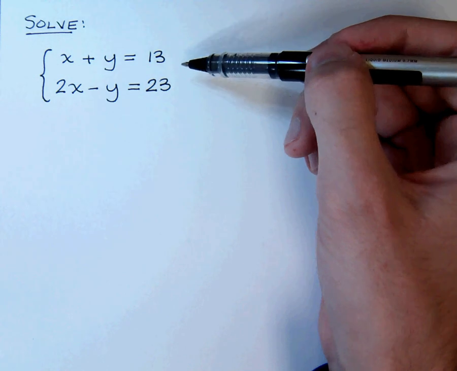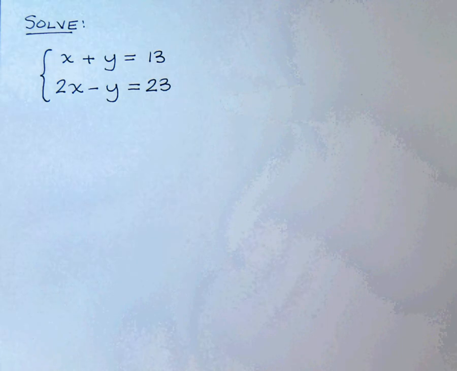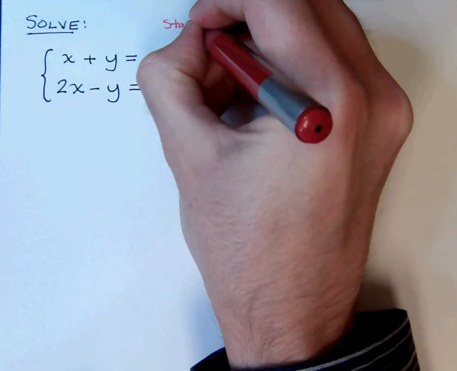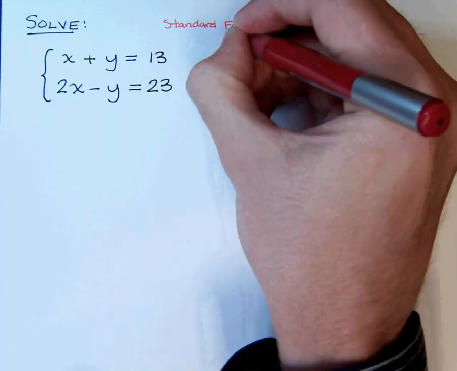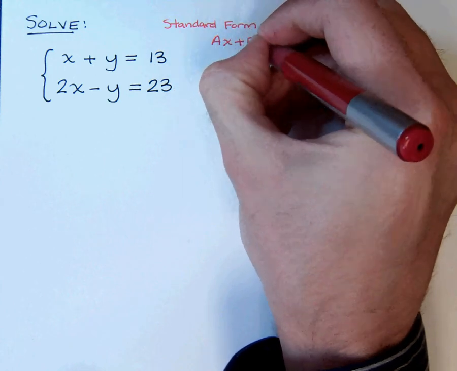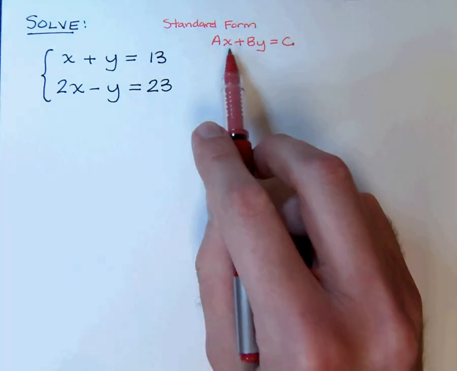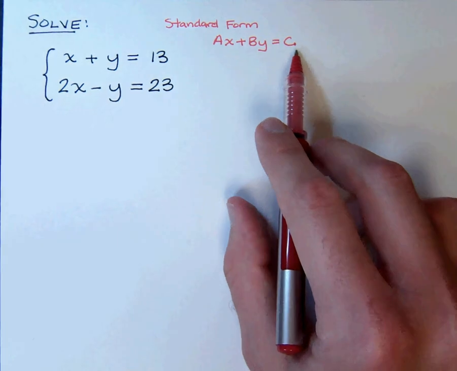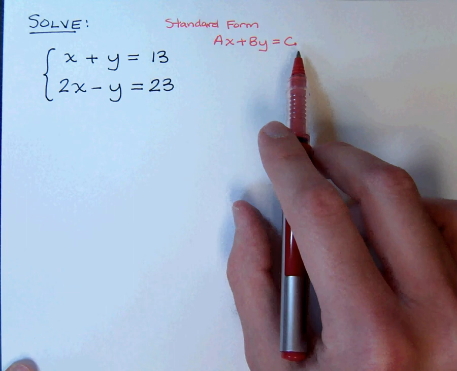Now, since these are both set up in standard form, what's standard form, Mr. Craig? Well, I'm glad you asked, Johnny. Standard form is one of the forms that we have for a linear equation. And it looks like this: ax plus by is equal to c. You have all of your variables on one side and your constant term is on the other. When equations are set up in standard form, using the elimination method is the best way to do it.